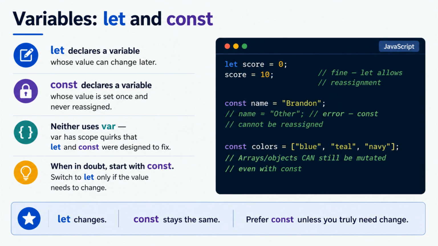JavaScript has three keywords for declaring variables: var, let, and const, but modern JavaScript only uses two of them. Var has scoping quirks that let and const were introduced specifically to fix. Tell students plainly, we will not use var in this course.